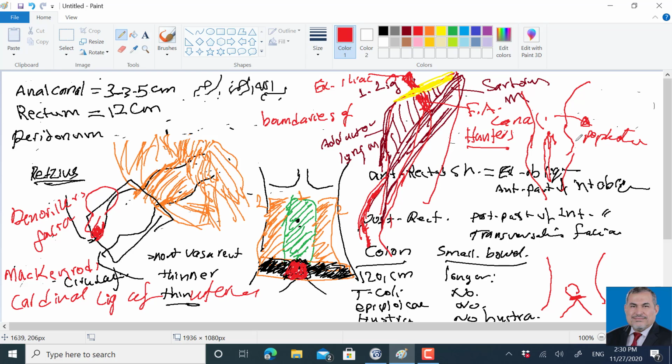What's another name of femoral triangle? This is femoral triangle. They call it Scarpa's triangle.